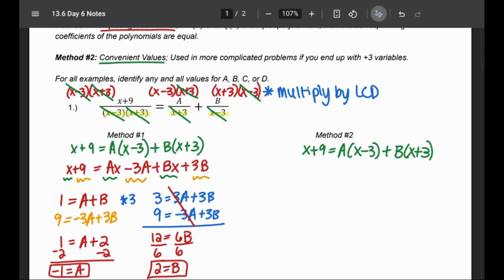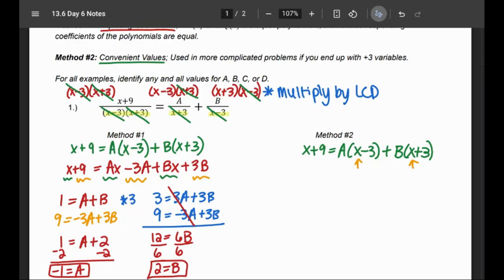So what does it mean by convenient values? Well, it would be really convenient if I could substitute in a number for x and get x minus 3 or x plus 3 to cancel out. And the way that I'm going to cancel that out is if it equals 0.